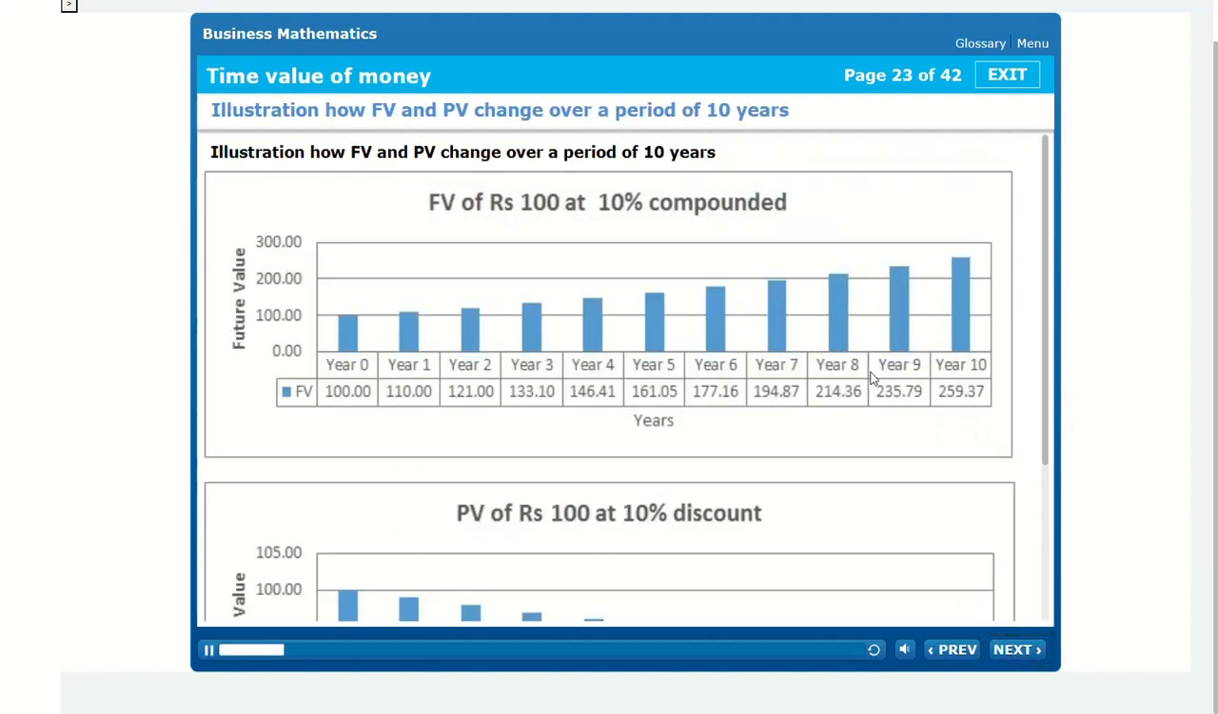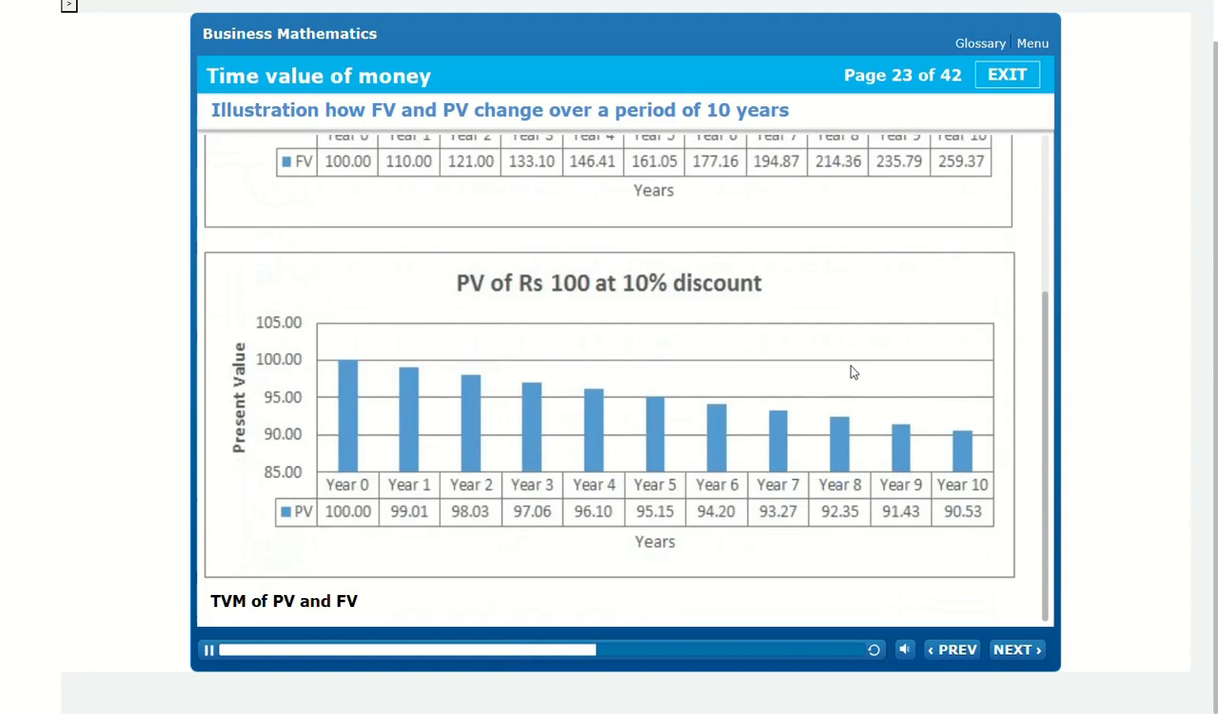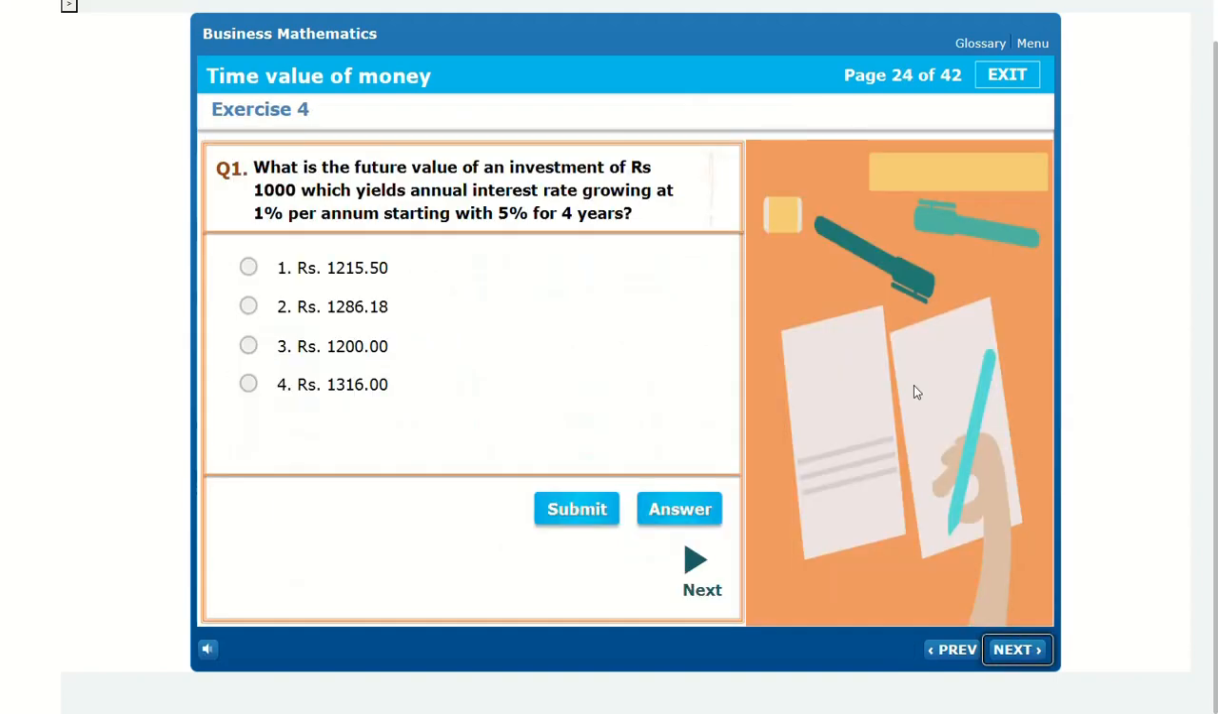Illustration: how FV and PV change over a period of 10 years. FV of rupees 100 at 10% compounded. PV of rupees 100 at 10% discount. Exercise 4.